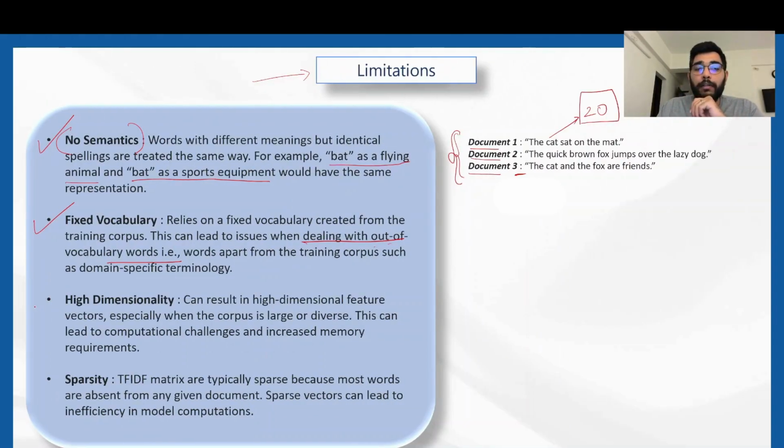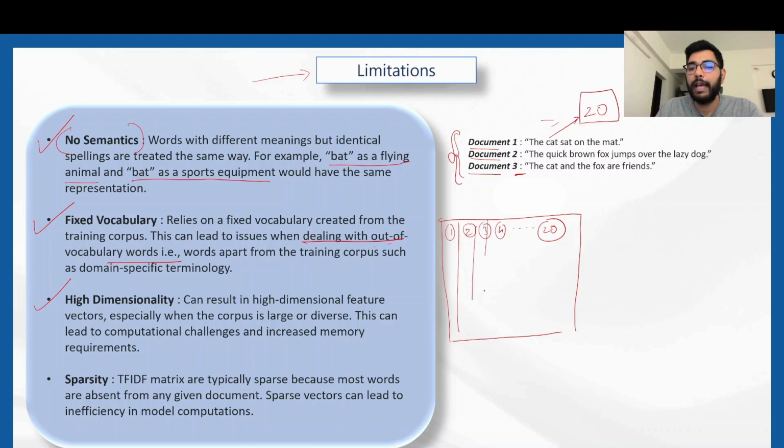Coming to the third problem, high dimensionality. As we saw over here, in this particular example we had just 3 documents and 20 words. So, let's say we have the first word, second word, third word, and so on till 20 words. Since we have only 20 words, the numerical matrix would look something like this, wherein each word will have a numerical representation with respect to each document.